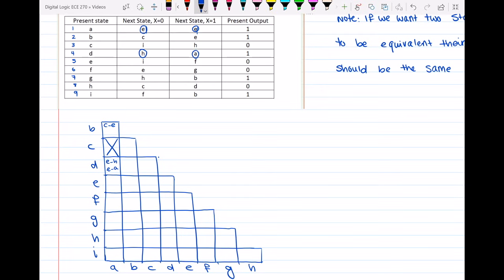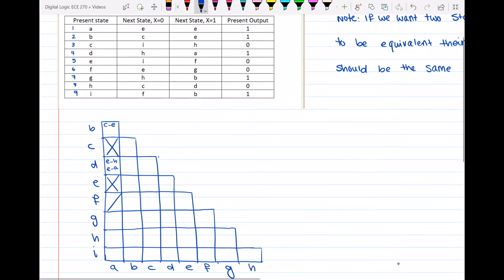All right, now let's go to the next one, which is row 5. So now I'm comparing row 1 with row 5, A and E. So do they have the same outputs? No. So A and E, there's no condition that they can be equivalent. Then let's look at A and F, which are rows 1 and 6. So again, their outputs are different, so they cannot be equivalent.